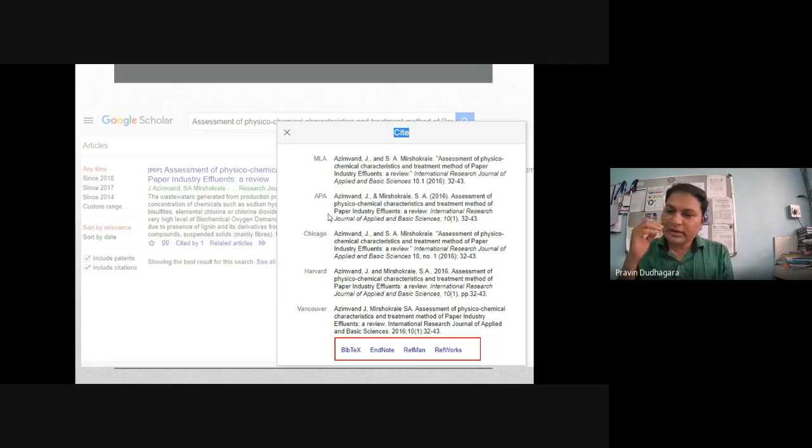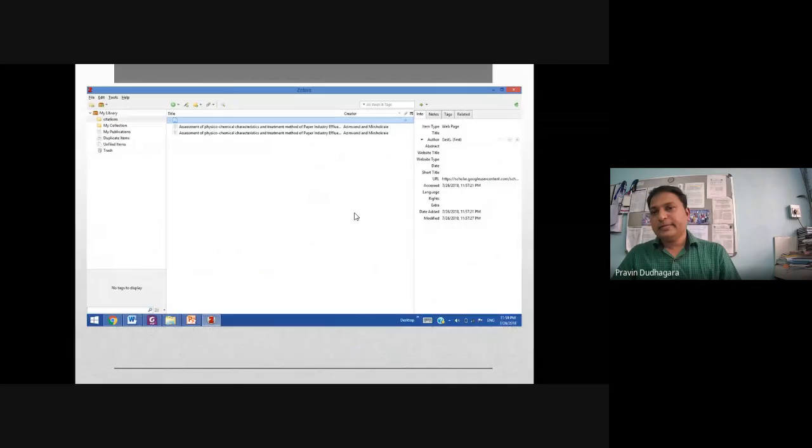And a number of software tools are available, even the free Google Scholar. I think everyone knows that. You just put in the entire name of the project: assessment of physico-chemical characteristics of the treatment of paper industrial effluent. You just put it into Google Scholar, and all the formats are available: MLA, APA, Chicago, Harvard, or Vancouver. You can use them depending upon your choice.